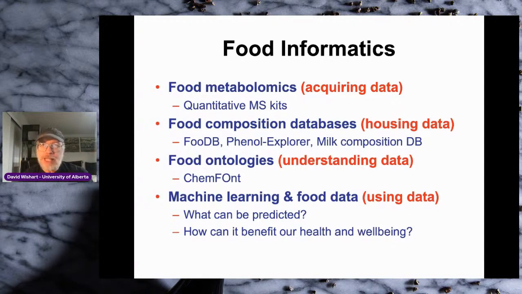So I'm going to be talking about food metabolomics, and that's about acquiring data. This is just a little different approach to getting quantitative data about what's in our food. And then I'll be talking about those food composition databases that Courtney just mentioned. So that's on the topic of housing data. Then I'll dive in a little bit into food ontologies, but more in the area of chemical ontologies for those components that are in food. So this will help us understand more about the composition of food. And then I'll briefly talk about using machine learning and food data with the idea of actually trying to use all this data that's housed in these databases.